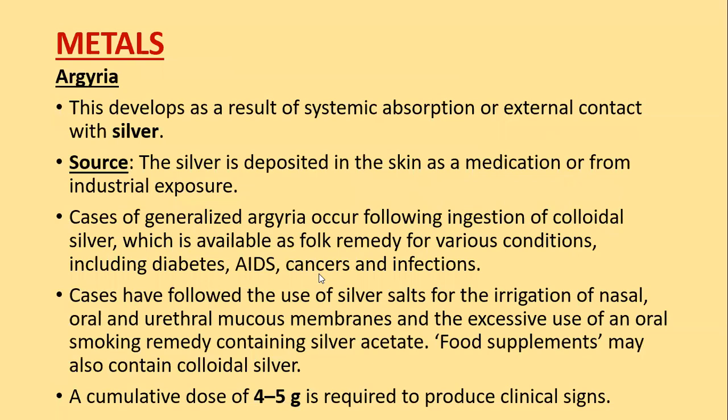Metals. The first is argyria. This develops as a result of systemic absorption or external contact with silver. Silver is deposited in the skin from medication or from industrial exposure. Cases of generalized argyria occur following ingestion of colloidal silver, which is available in many folk medicines given for various conditions that include diabetes, AIDS, cancer, and chronic infections.